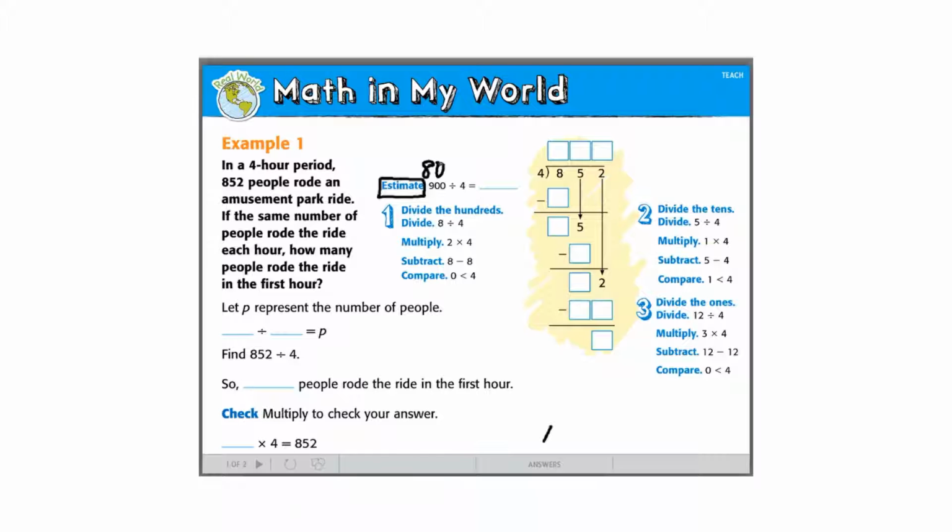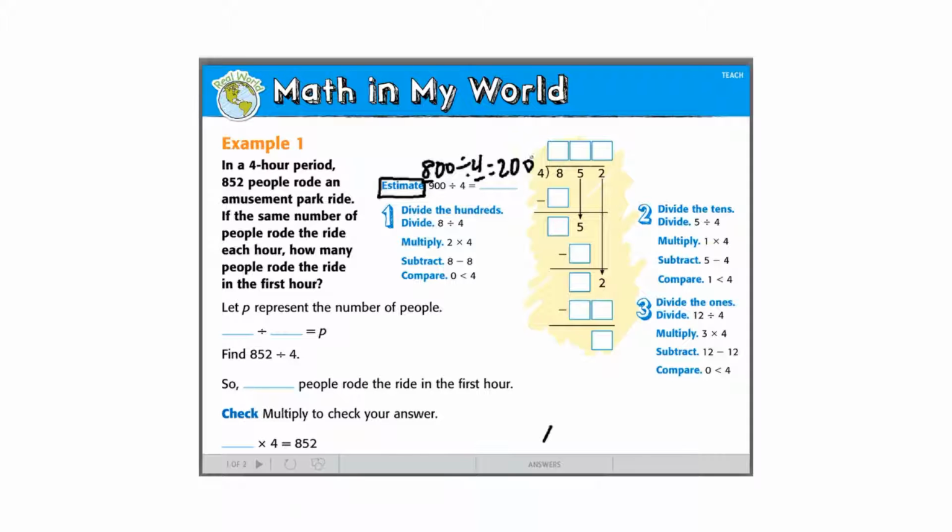I'm going to make that 800 divided by 4, and I'm going to get 200 as my guess. Since I lowered 852 and made it into 800, that means my estimate is going to be a little bit low, but it still should be close enough to be able to check your work.